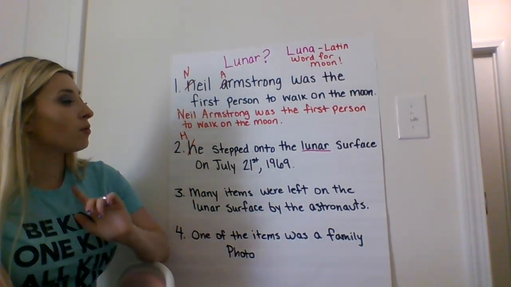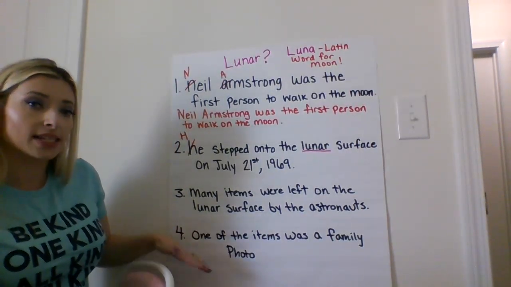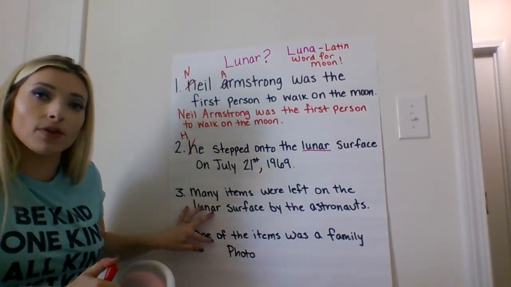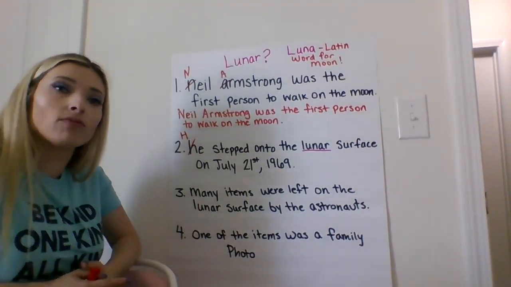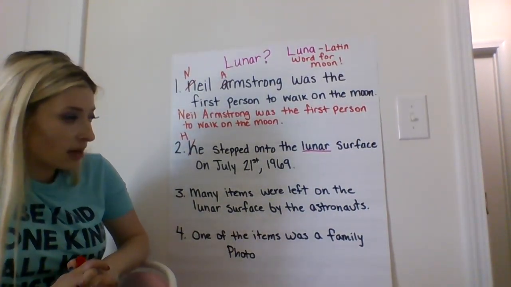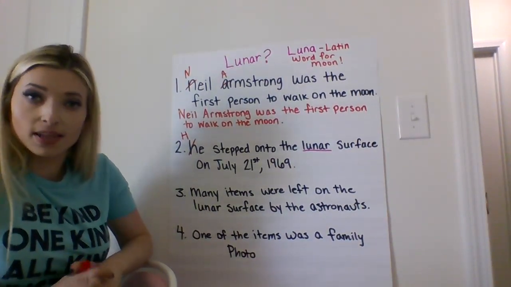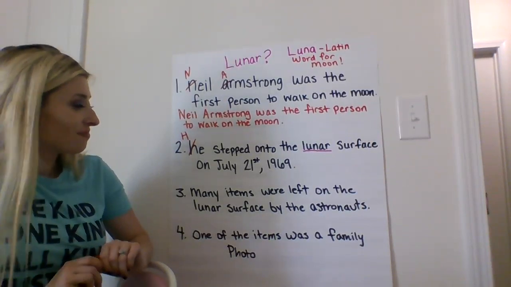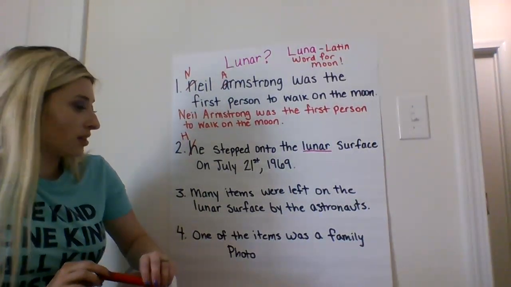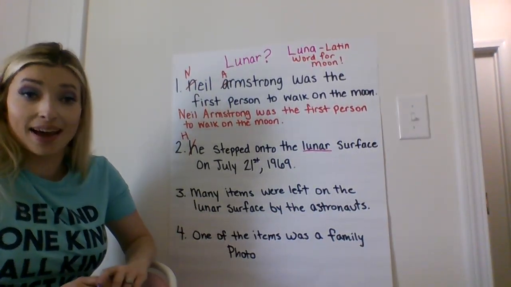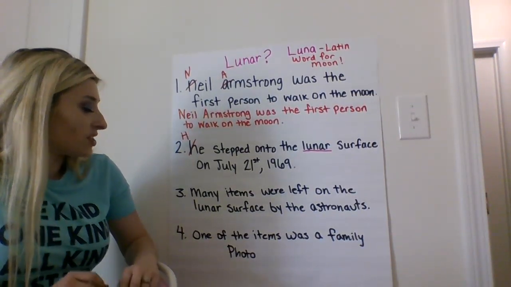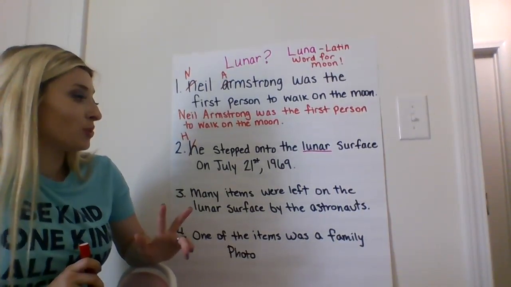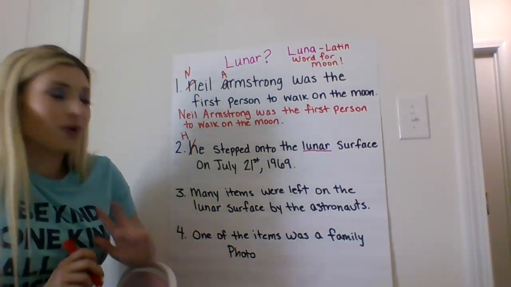So I have our other 2 sentences. I'm going to read them for you, but these are the 2 that will actually be on the slide for you to fix. So I'm going to go ahead and read them to you, and you can be thinking about them as I'm reading and trying to spot something as I'm reading, and then you will go ahead and correct them on the slide. So number 3 says, many items were left on the lunar surface by the astronauts. And number 4 says, one of the items was a family photo. So those are 2 that I'm going to let you go ahead and try.